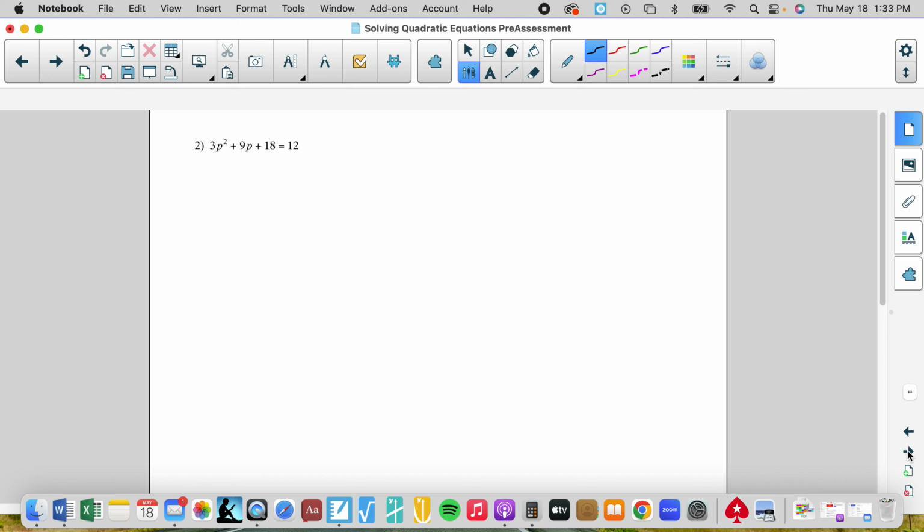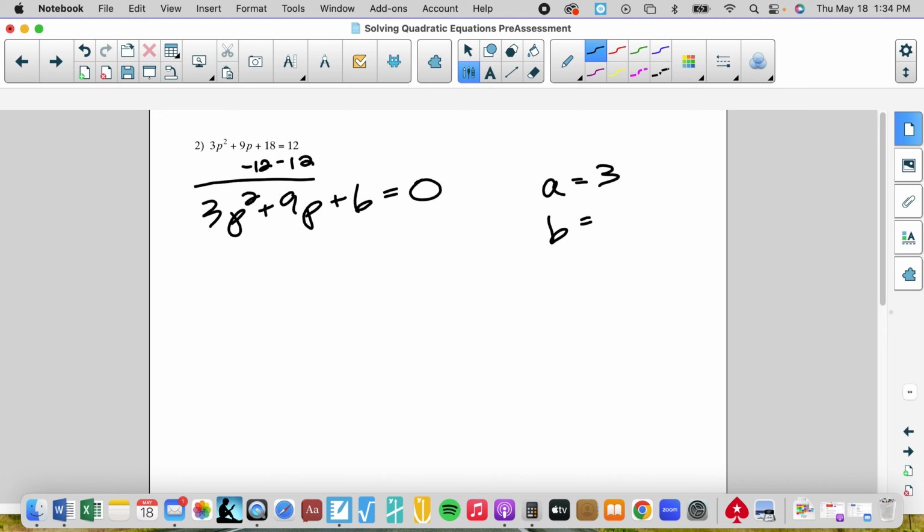Remember, our first thing is it needs to be set equal to 0. So we're going to subtract 12, and we get 3p squared plus 9p plus 6 equals 0. So keeping track of the different techniques, here we're doing the quadratic formula. We want to move our constants to the left. Be aware that when we are completing the square, we may move them in a different direction. So that's really important to be very, very familiar with what you're doing and why you're doing it.